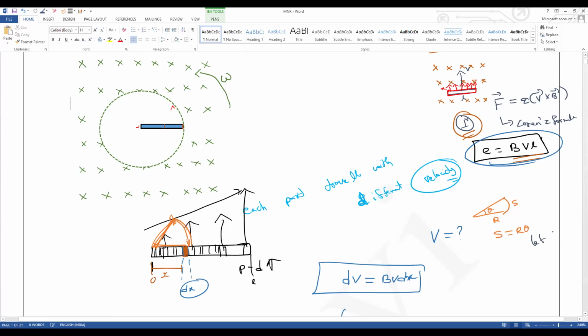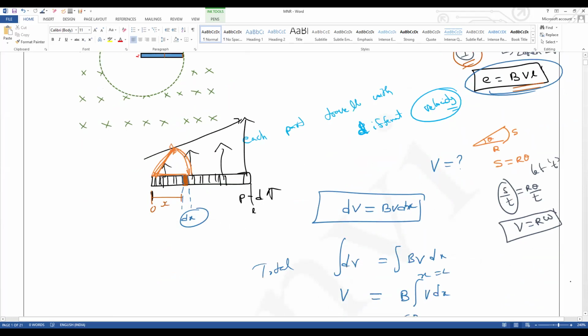Let us divide both sides by t. This will become S by t is equal to r theta by t. So S by t is equal to v. Similarly, theta by t is equal to something. What is that? Yes, omega. Here the r is considered as x. So v is equal to x omega.